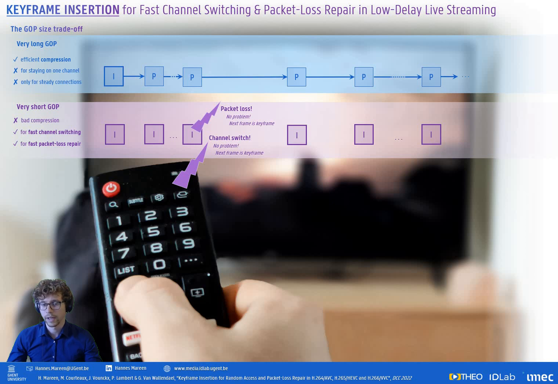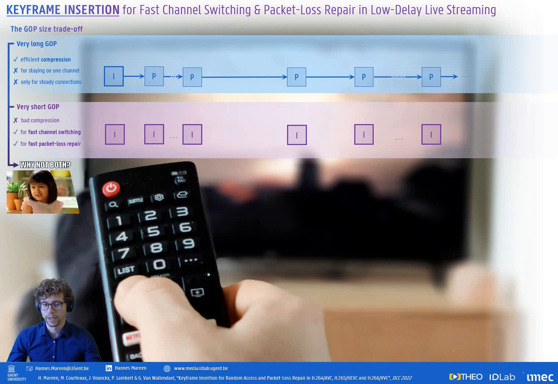In practice, the GOP size is something in the middle, like a couple of seconds long. So then it takes a couple of seconds to switch channels or to repair packet loss, while we have a suboptimal compression. So instead of making the trade-off to choose a specific GOP size, why don't we use both?